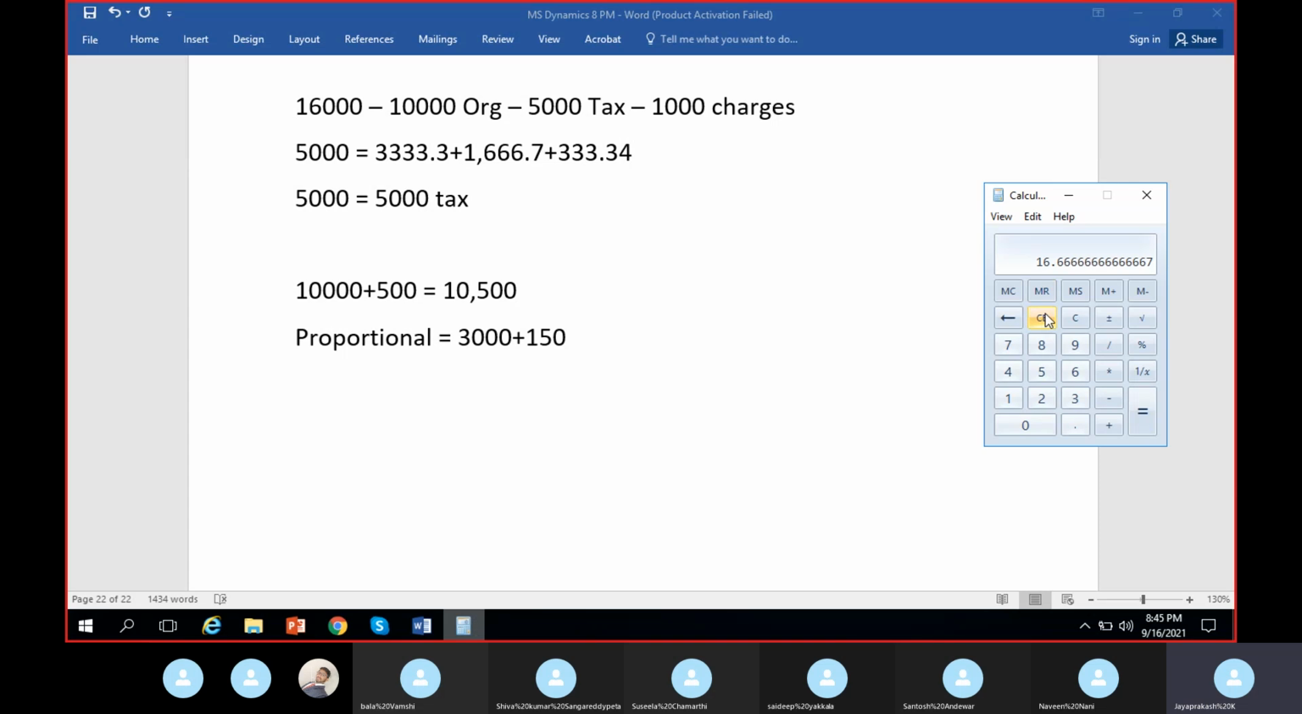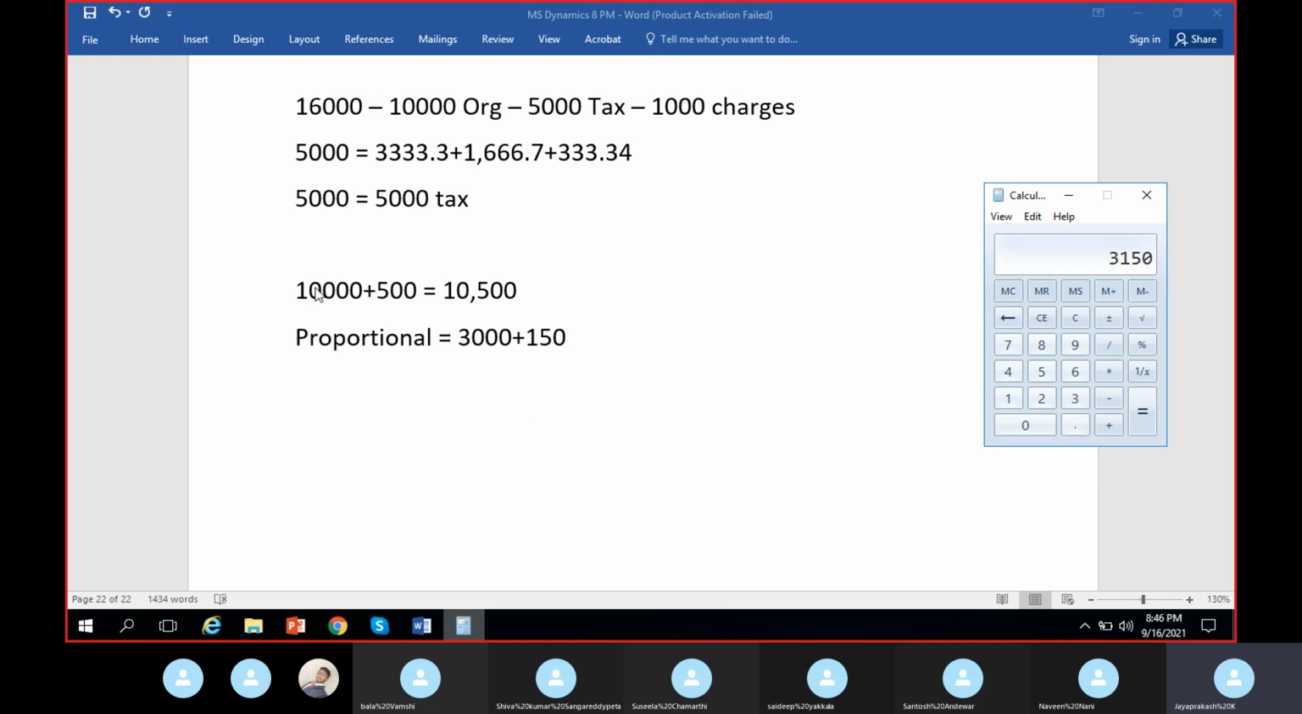Now if I calculate on the total invoice amount of 10,500, 10,500 into 30, divided by 100, I get 3,150. So 3,150 is clear here, out of which 3,000 is for the original invoice amount and 150 is for the tax amount.